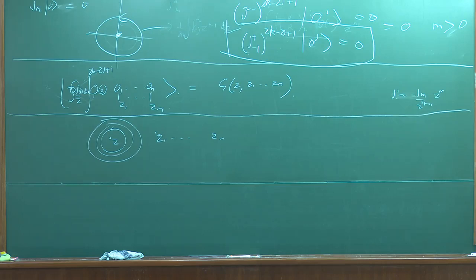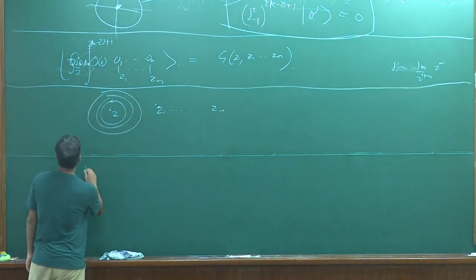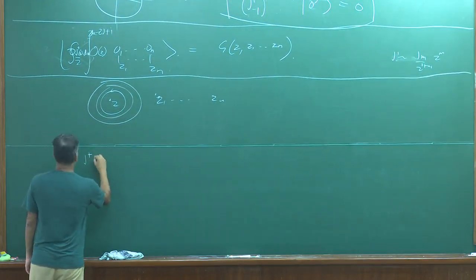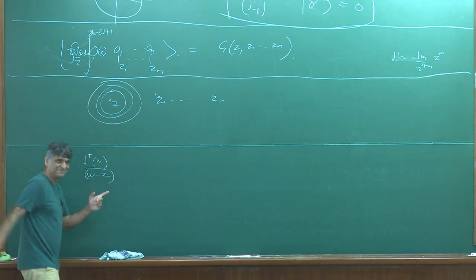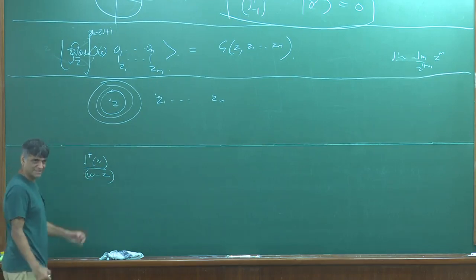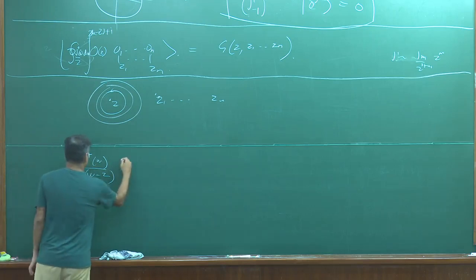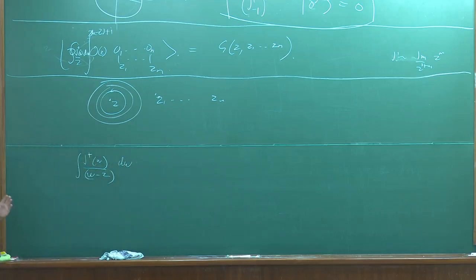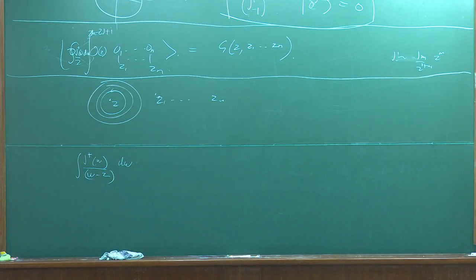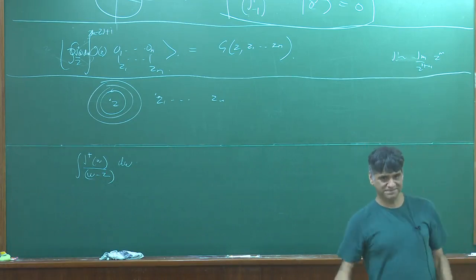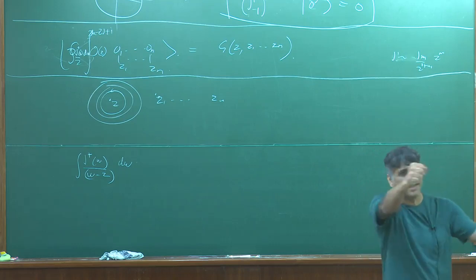Let's write this contour more clearly. Let's write this as J plus of w over w minus z, because that's the pole we have to pick out, because we're acting on z, dw. Each of these contours is like that. And now what we do is take this contour and deform it and pull it around the sphere to the other end of the sphere, so it encloses all the other operators.